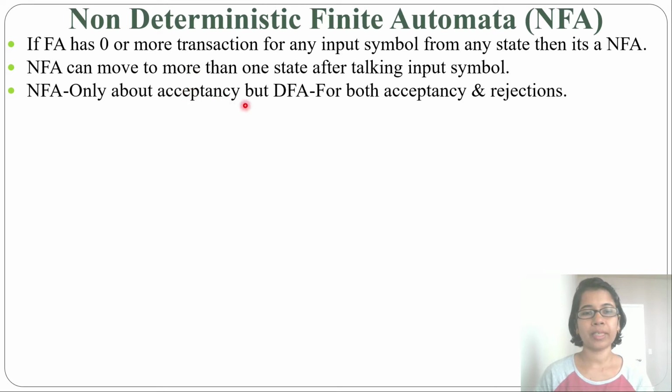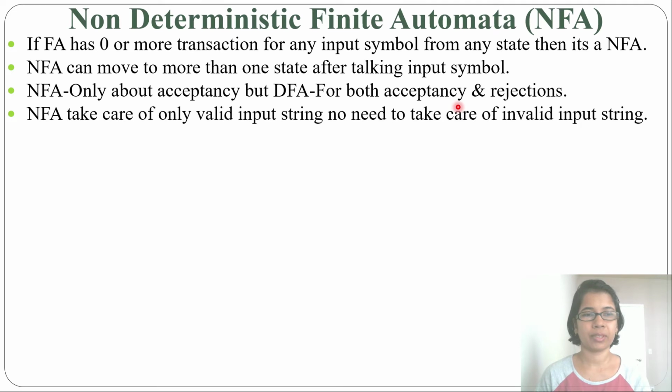NFA is only about acceptance, but DFA is for both acceptance and rejection. So if one string does not belong to that language, then it will not be accepted by DFA. But in case of NFA, if some string does not belong to that language, it can be accepted. In case of DFA, you can check for the rejection. In case of NFA, it's only about acceptance.